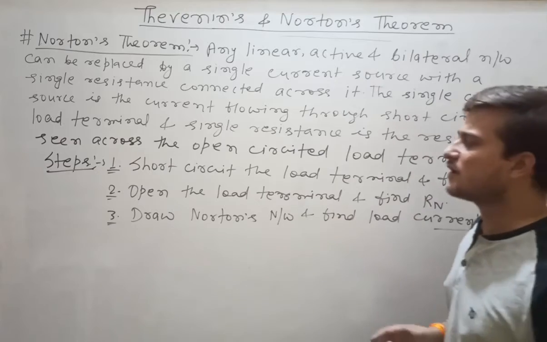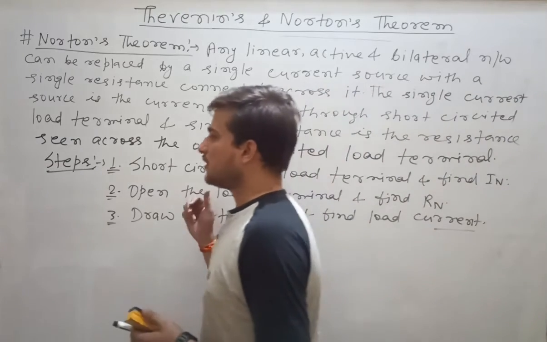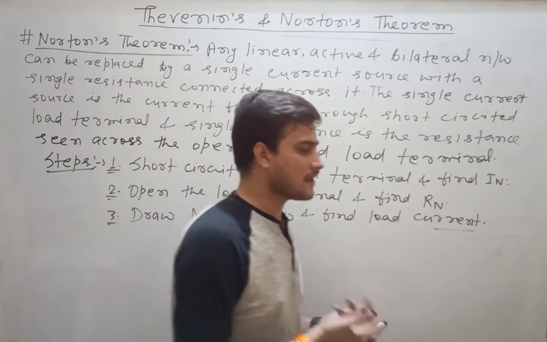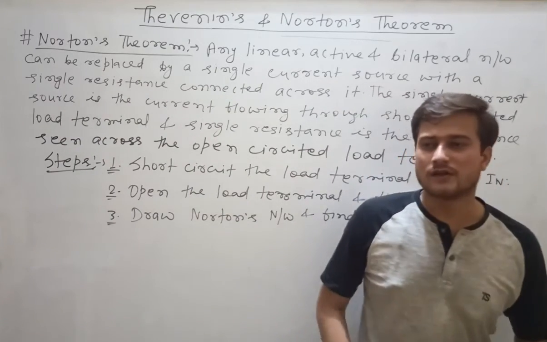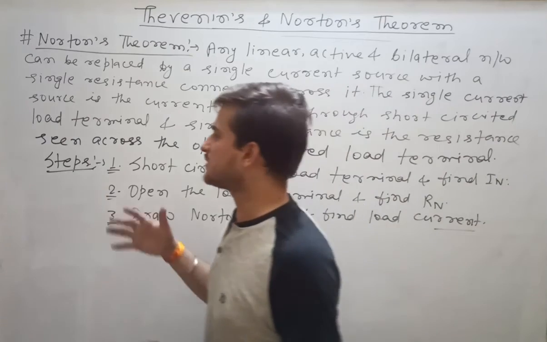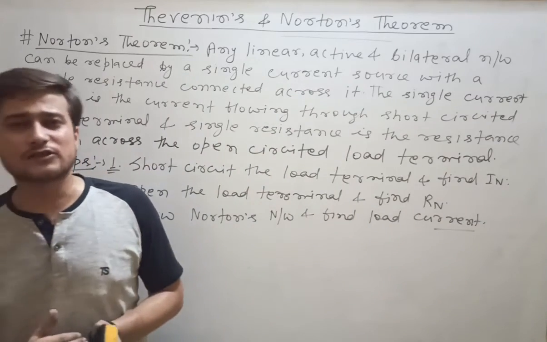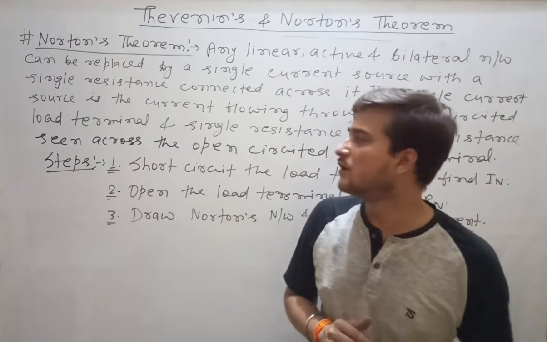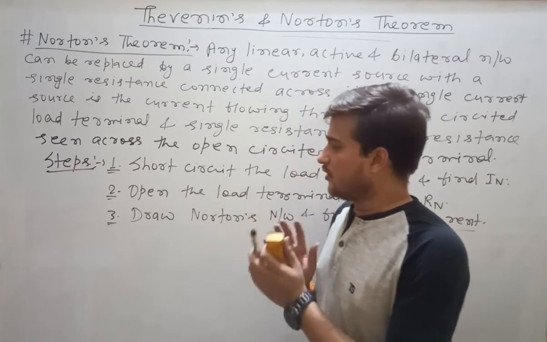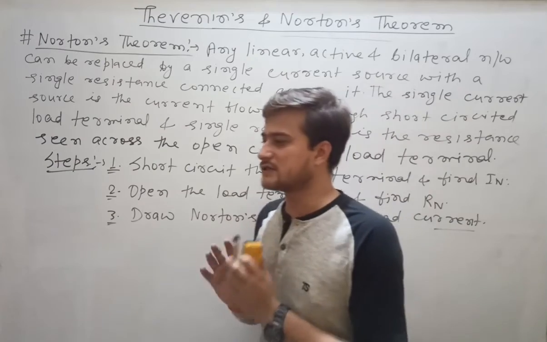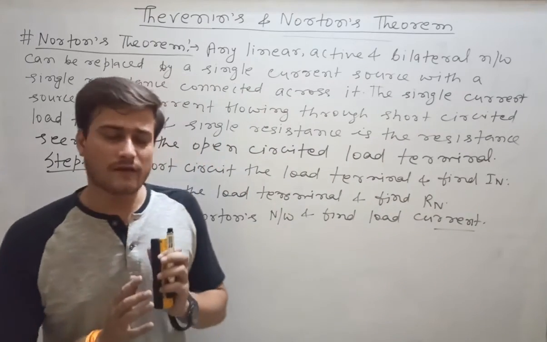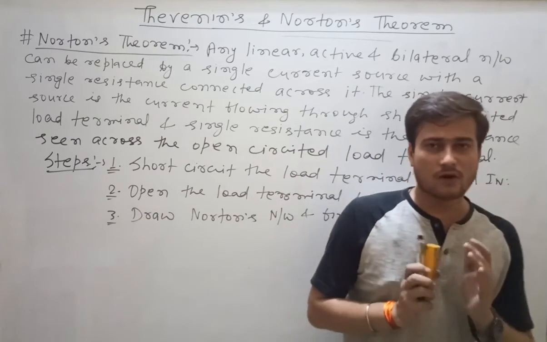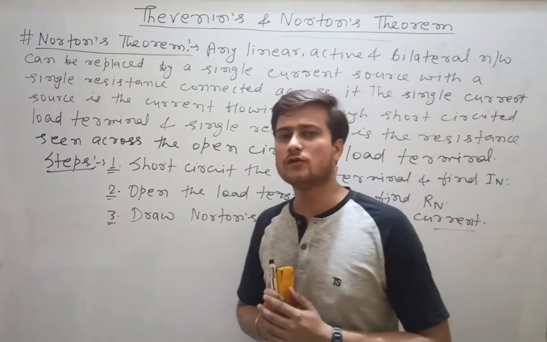Second thing is, what should be the conditions of the circuit when you are applying Norton's theorem? The conditions are the same as the previous one. That means the conditions which are valid for Thevenin's theorem are valid in the case of Norton's theorem. Actually, if you are using source transformation, then the Thevenin's network can be transformed into Norton's network, and Norton's network can be transformed into Thevenin's network.